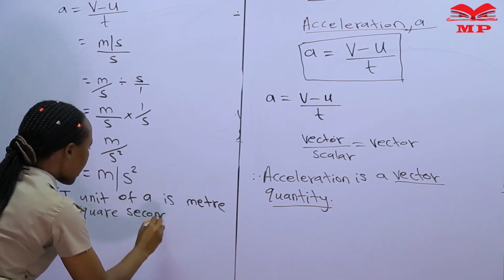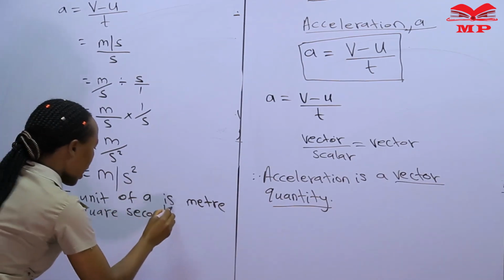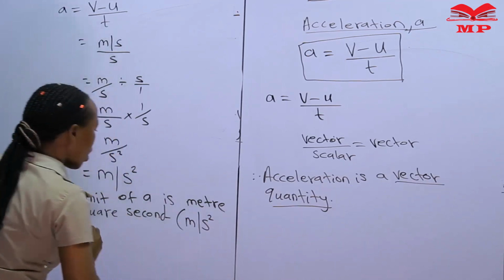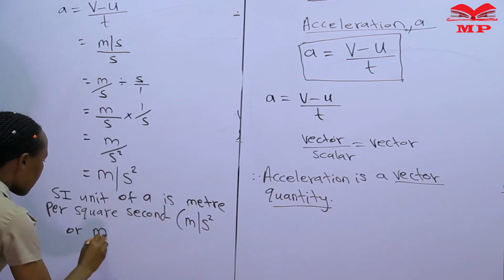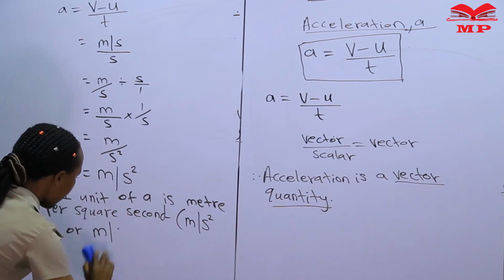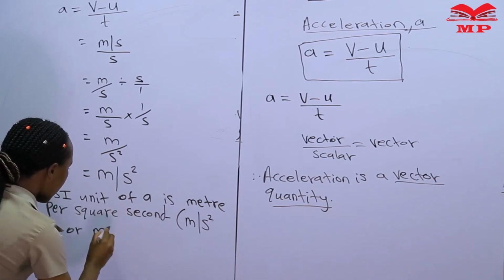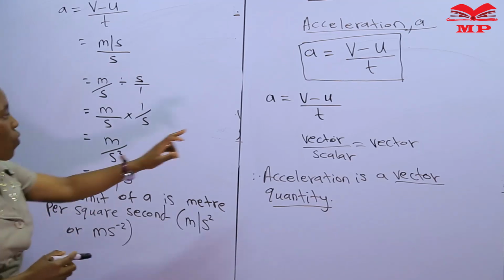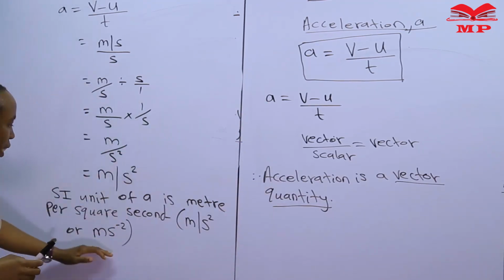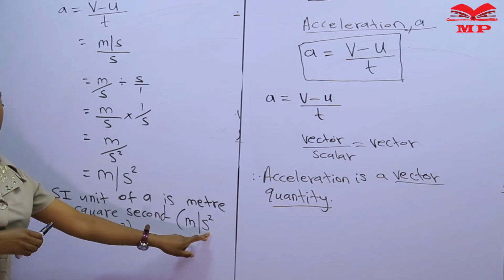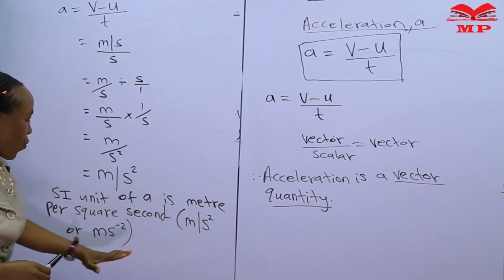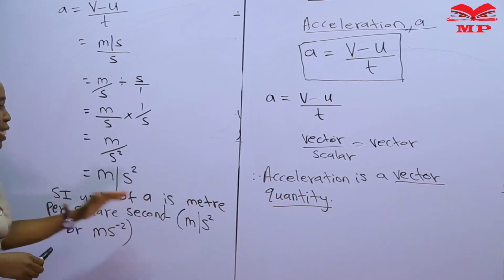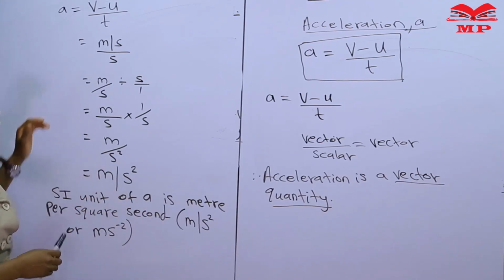Meters per square second, which we write as m/s squared, or you can write it the other way, or the full form, that is meter per square second. So that's what we have for acceleration.